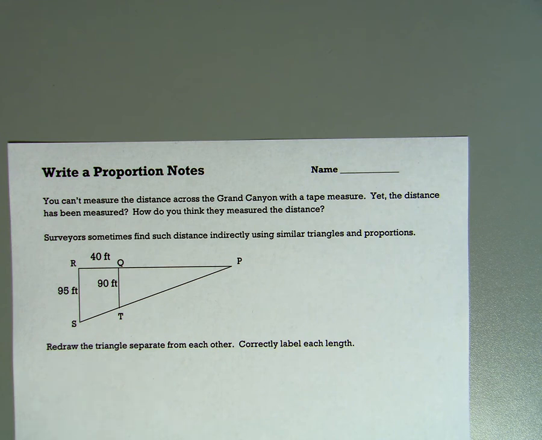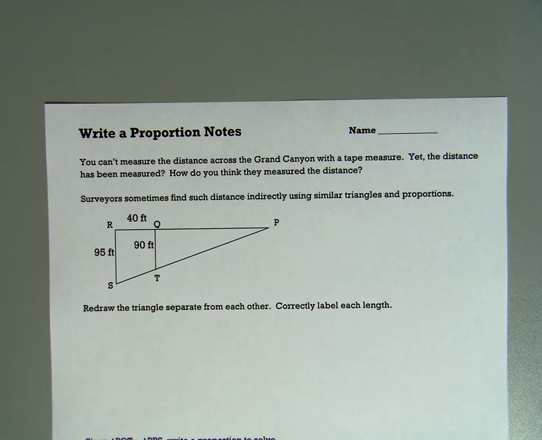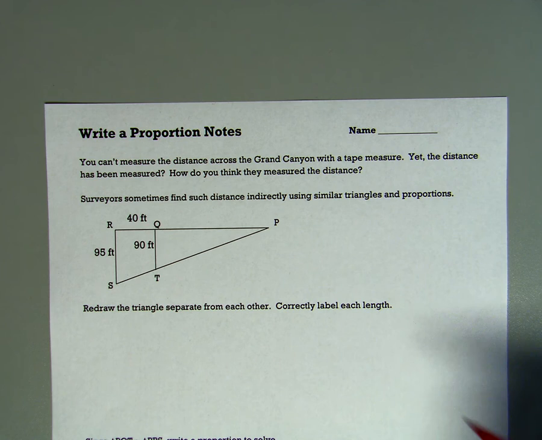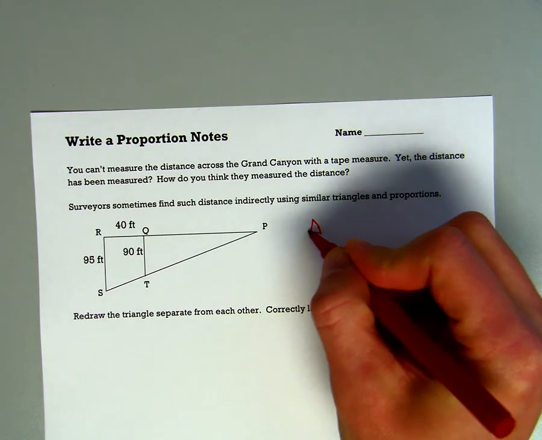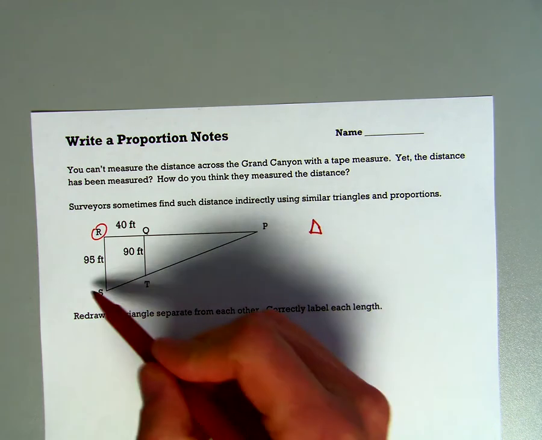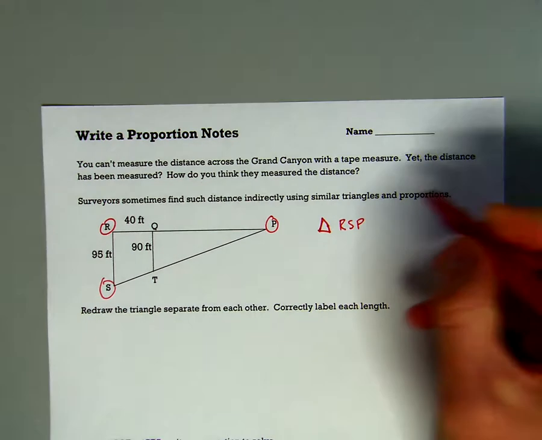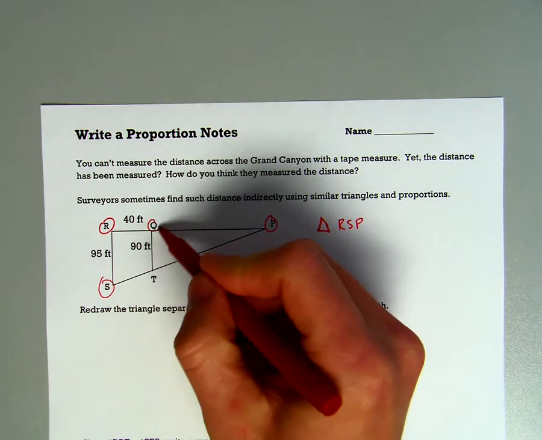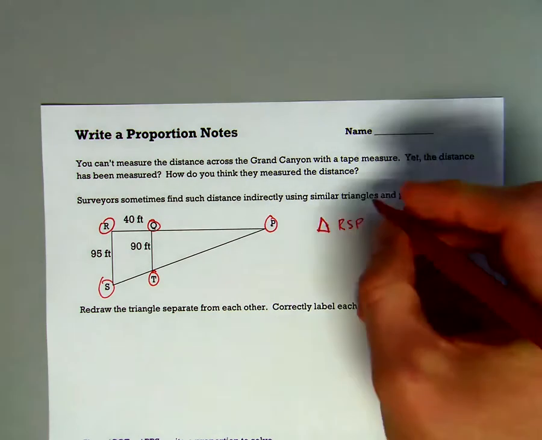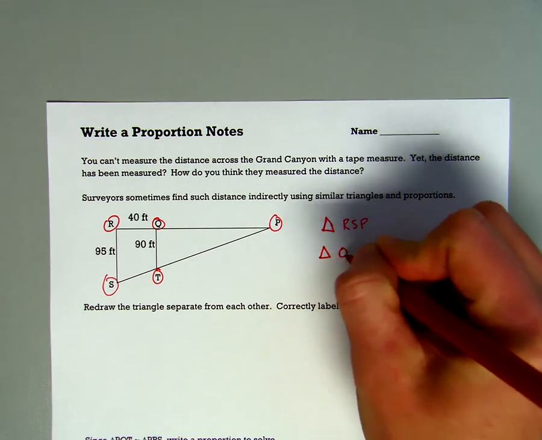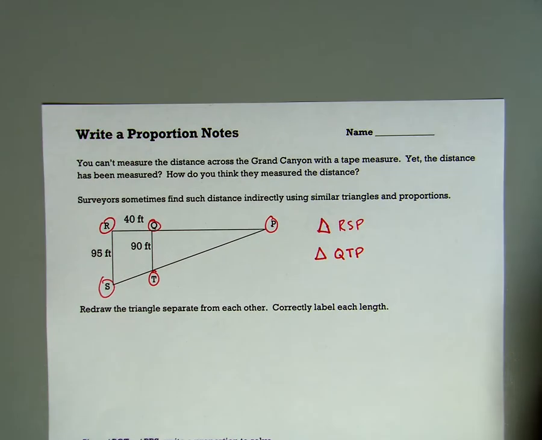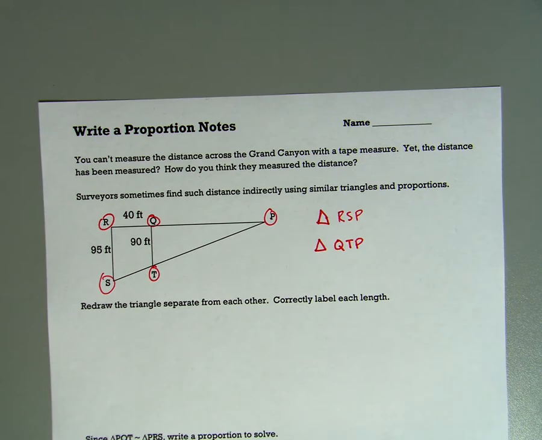So our first example here is, you can see we have two triangles. The first triangle is the whole triangle, RSP. And then we also have the triangle QTP. So we actually have a triangle inside of a triangle. So my first step before I go ahead and figure out a missing portion of one of the triangles is that I need to go ahead and separate my triangles and redraw them.